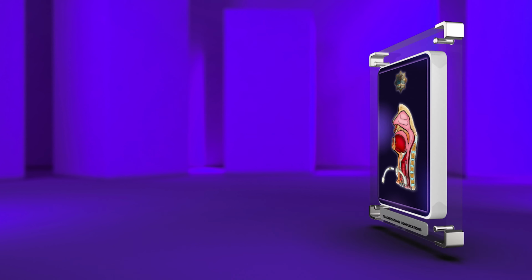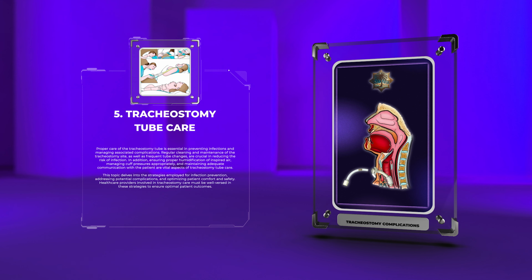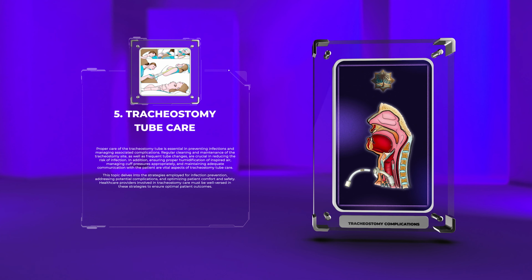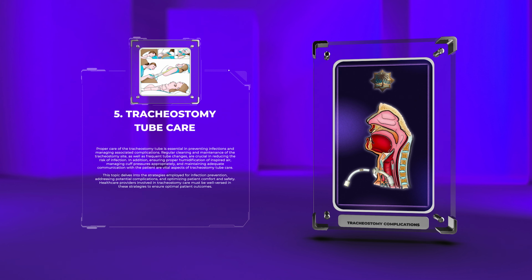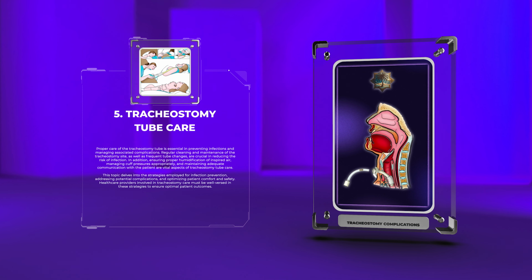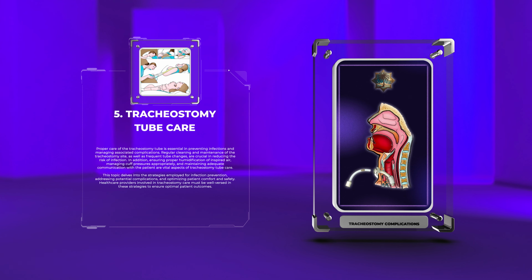Proper care of the tracheostomy tube is essential in preventing infections and managing associated complications. Regular cleaning and maintenance of the tracheostomy site, as well as frequent tube changes, are crucial in reducing the risk of infection. In addition, ensuring proper humidification of inspired air, managing cuff pressures appropriately, and maintaining adequate communication with the patient are vital aspects of tracheostomy tube care.